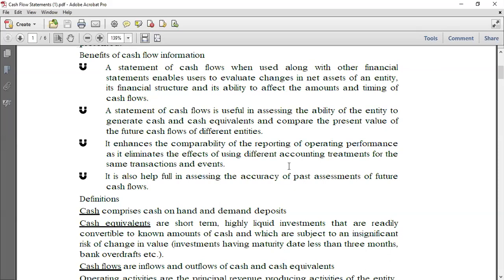Yeah, so that is what I wanted to explain when it comes to cash. So demand deposit means that money can actually be gotten from the bank at any point in time, okay? So that is what happens with that.